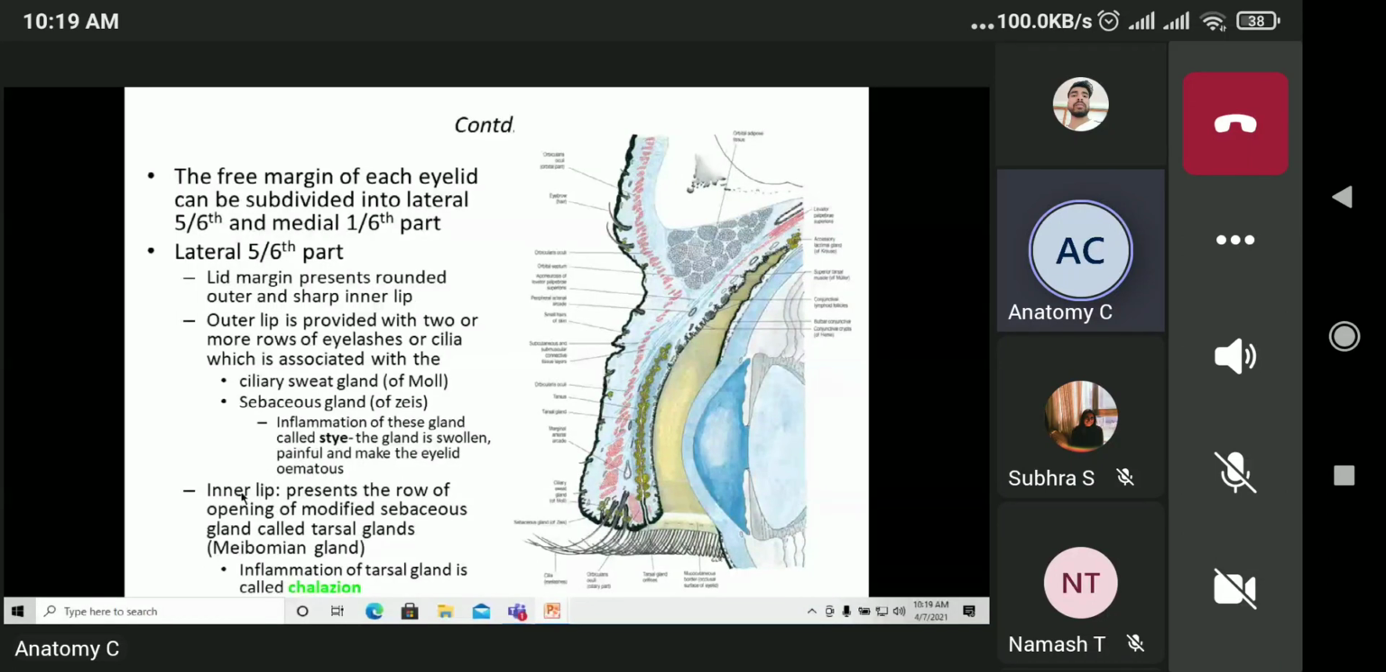Inner lip. In the inner lip is present a row of openings of modified sebaceous glands called tarsal glands, as the tarsal plate is present over here. The tarsal gland is also known as the meibomian gland, and inflammation of this tarsal gland is known as chalazion. Most probably you have heard about this. So just remember, inflammation of the sebaceous gland in the eyelid is called stye, and inflammation of the tarsal gland is called chalazion.